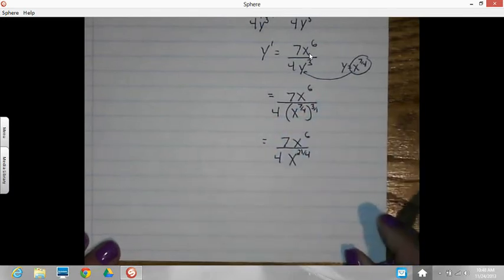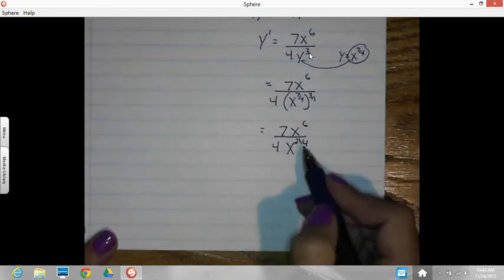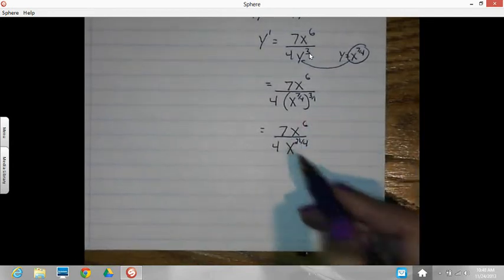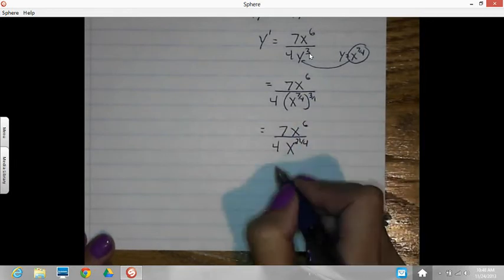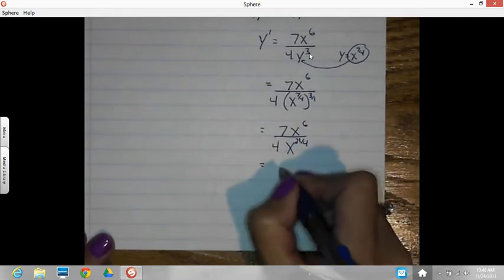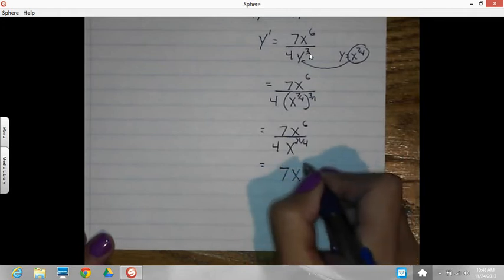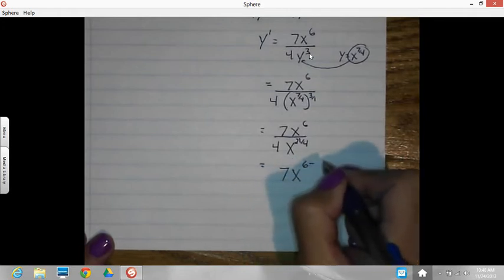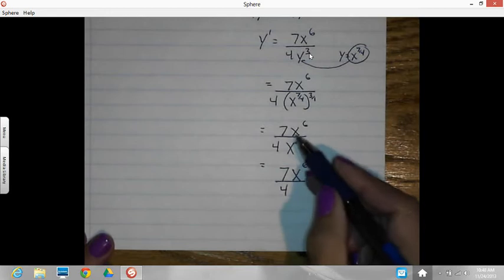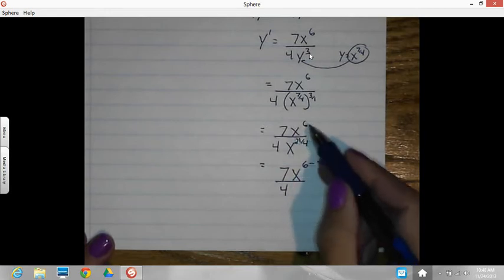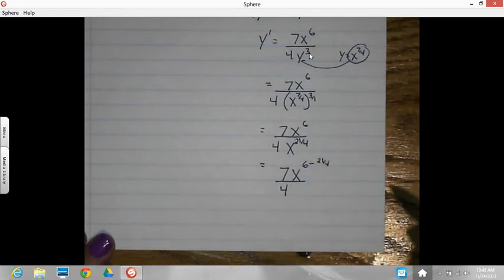And now, because I've got a whole number here and a fraction here, it's not so easy to just cancel. But the rule is when you're dividing, you subtract exponents. So I've got 7x to the 6 minus 21/4 over 4. So all I did was combine these, and I combined them by subtracting exponents. Okay.